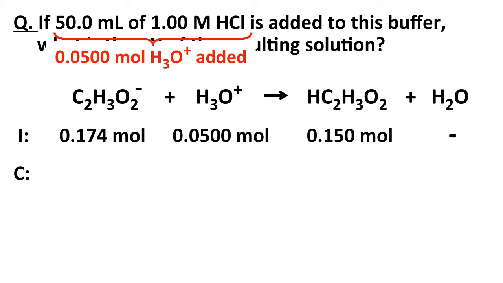Okay, so what's the change? In this case, the change will be the reaction that takes place, and we're not going to mess around with plus x and minus x because this is a single arrow. Really, it's a double arrow with a little bit of a right-to-left arrow, but mostly, because acetic acid's a weak acid, it's mostly associated.